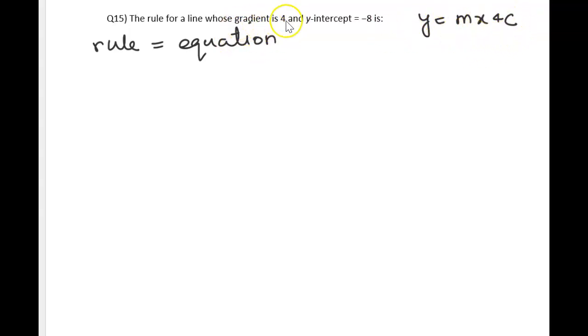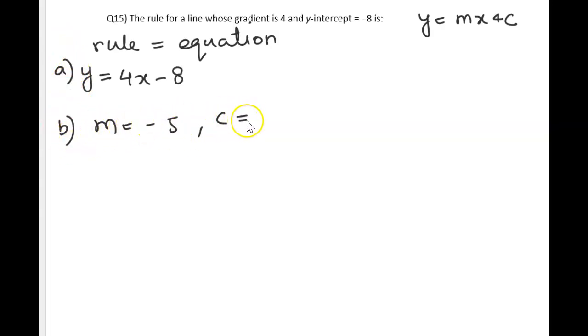Basically you've been given the gradient and the y-intercept. All you have to do is make this equation. So your m is 4, so 4x, and your c is plus -8, or you can just say -8. Let me give you a few more examples. Say for example, this is part A. Let's say your m is -5 and your c, or y-intercept, is -2. So your equation will become y equals -5x -2.